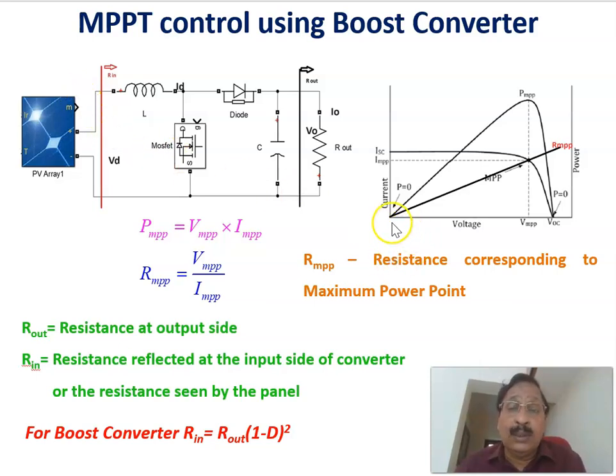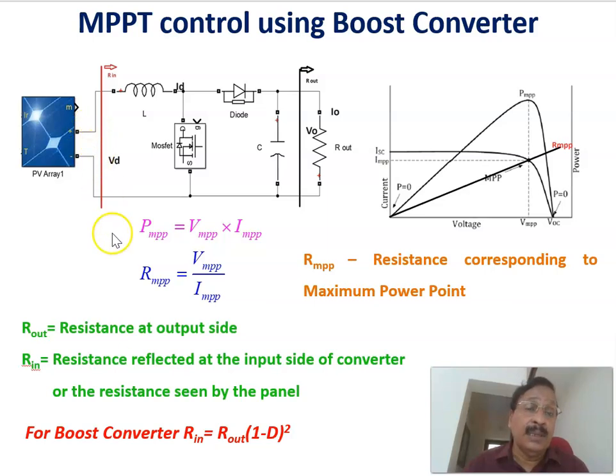So this is the IV curve and this is the PV curve of the solar panel. There is one term to be explained. Corresponding to the maximum power, what is the resistance? To find it, a line is drawn to this point and the slope of that line represents RMPP, the resistance corresponding to the maximum power point. Therefore RMPP is nothing but VMPP divided by IMPP.